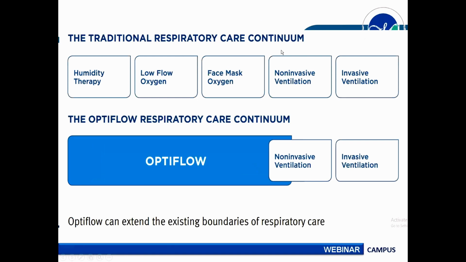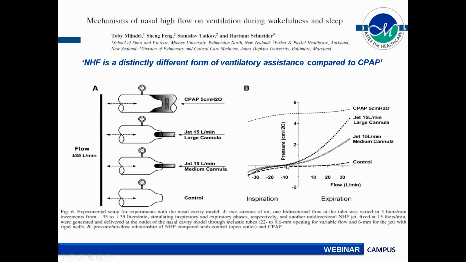So the traditional respiratory care continuum is humidity therapy, low flow oxygen, face mask, then NIV and invasive ventilation. So now we have, along with the NIV, this OptiFlow HFNC before invasive ventilation. And after the extubation also, you can use these OptiFlow.